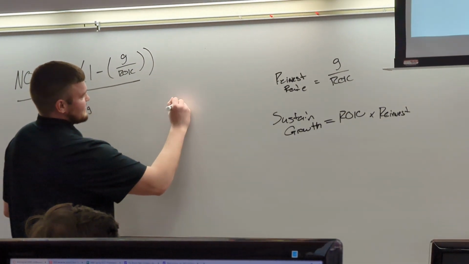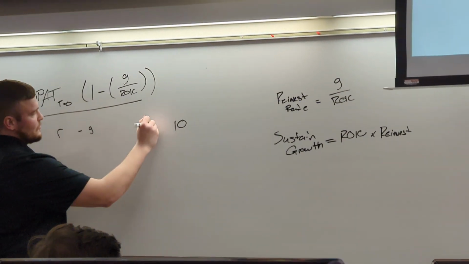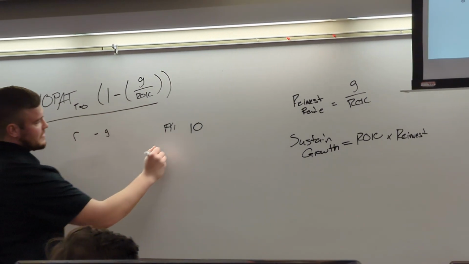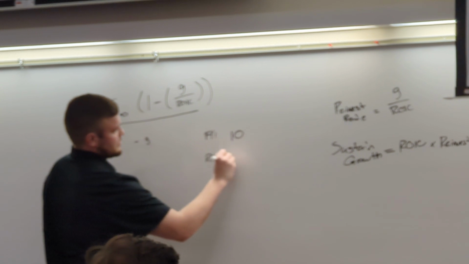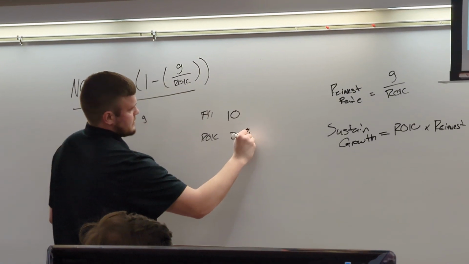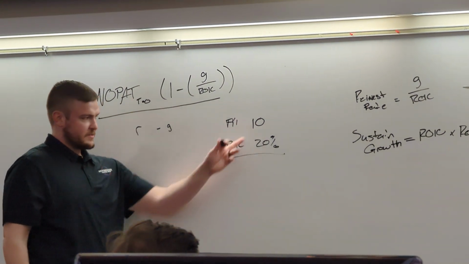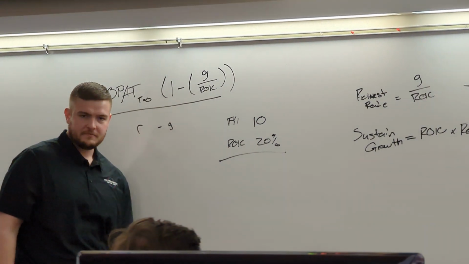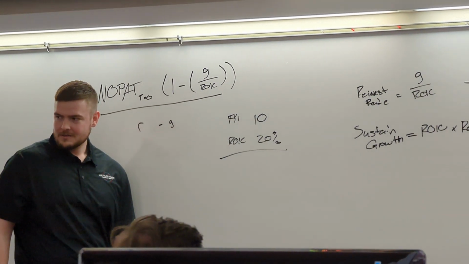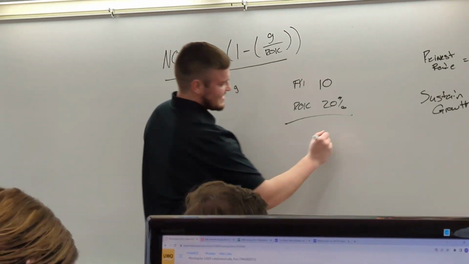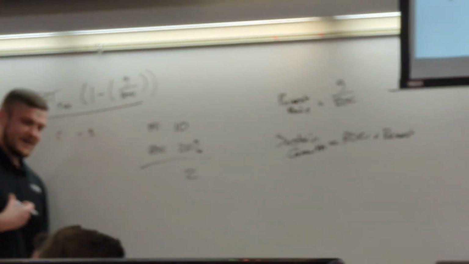Say we make $10 in year 1, FY1, and we have a return on invested capital of 20%. How much money are we going to make that year? We have $10 invested, our return on invested capital is 20%. Two. Okay, I make $2.